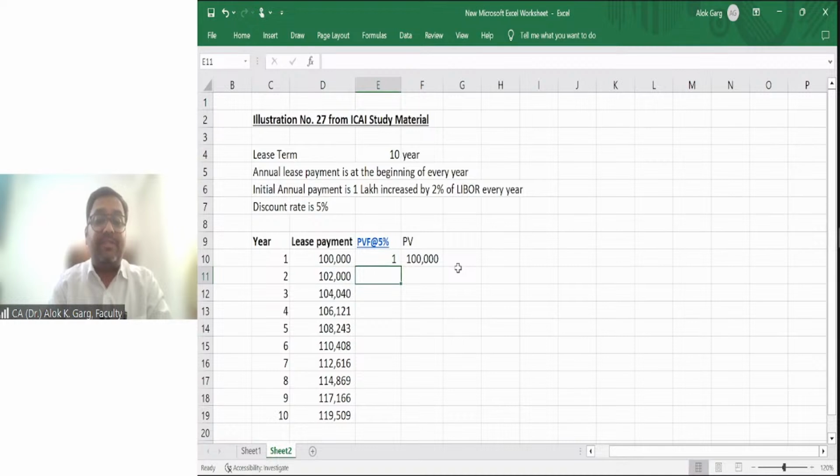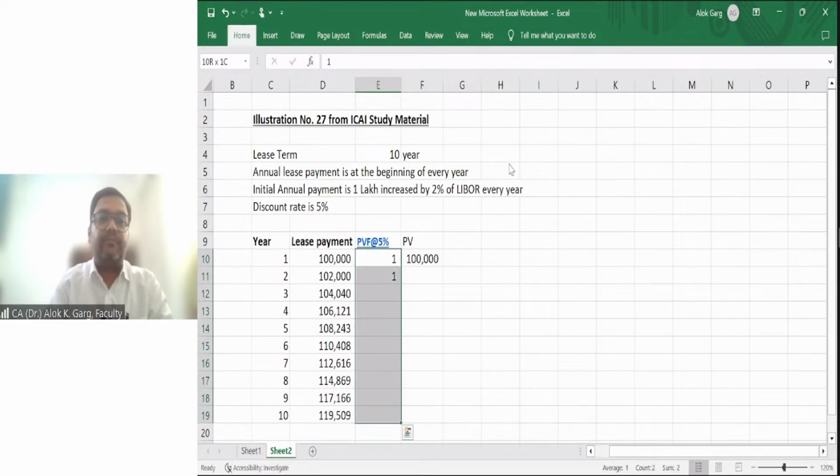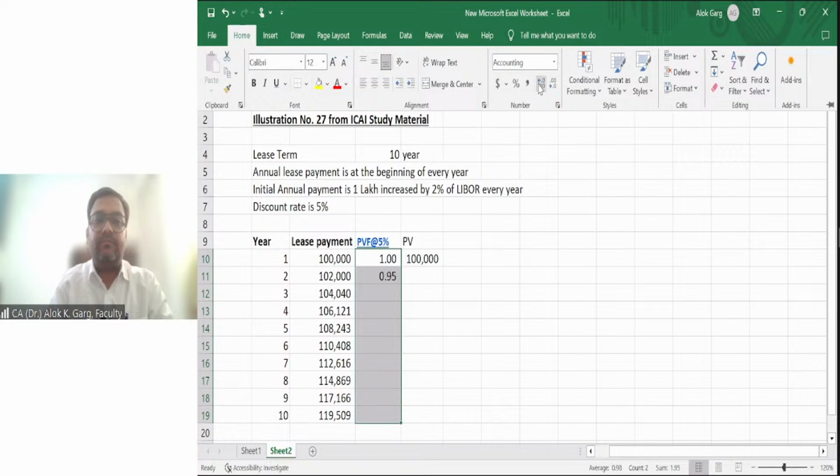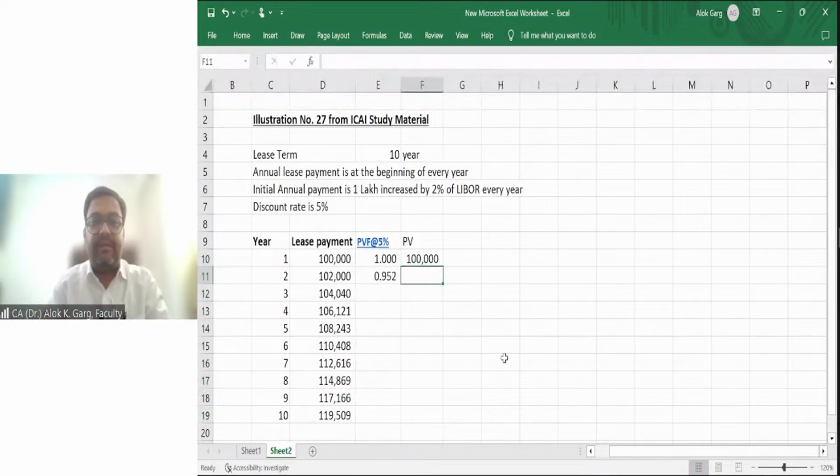What is the present value factor for the second year? The rent has to be paid at the beginning of the second year, so the present value factor should be 1 divided by 1.05. It comes to about 0.952, right? The third year present value factor is the same, divided by 1.05.